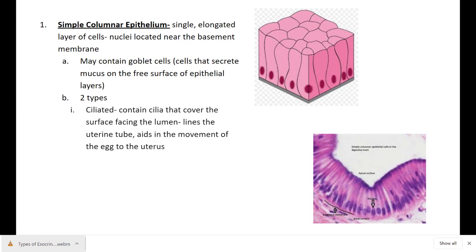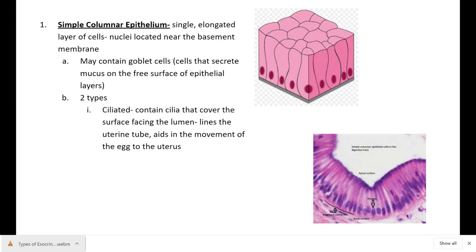There are two types of simple columnar epithelium: ciliated and non-ciliated. Ciliated cells have cilia, which are little hair-like projections on the surface that peek into the lumen. Depending on the part of the body, they have different functions. The function I have there is part of the female reproductive system: these little hair-like projections help push the egg towards the uterus.